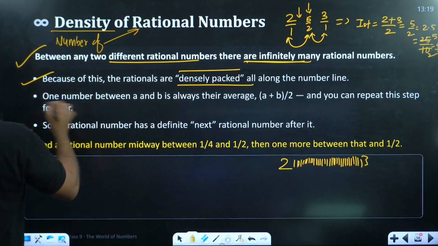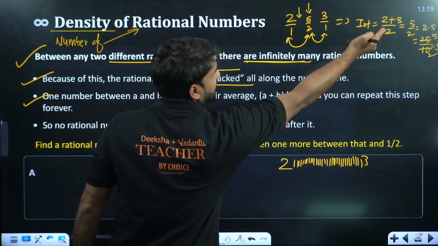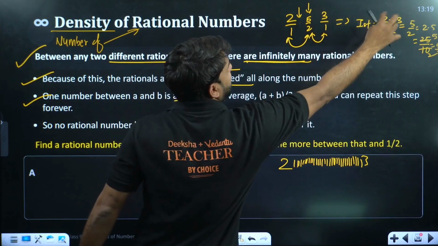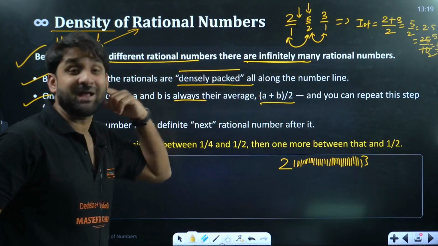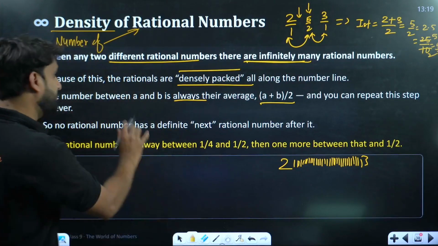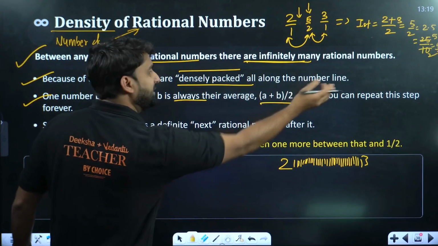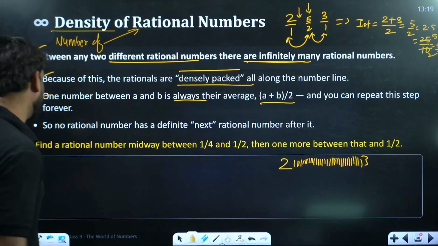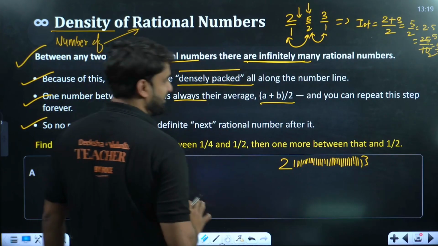Okay, how to find one number between A and B? It is always the average. I have already given you the value: 2 plus 3 is 5, 5 by 2. 5 by 2 will be present between 2 and 3, and that is also a rational number. So if you have two rational numbers A and B, you can calculate the average of A and B, and that will give you a new rational number. So no rational number has a definite next rational number after it.